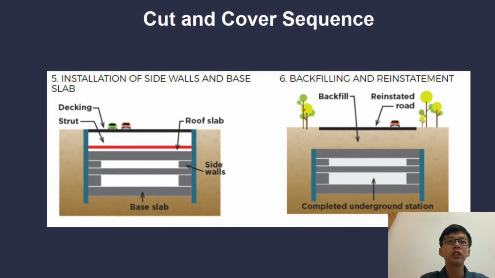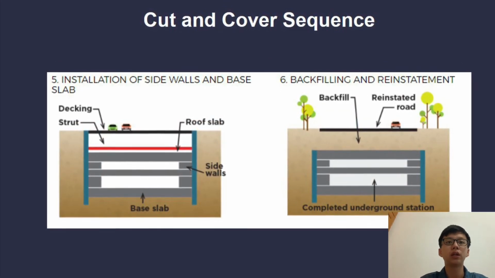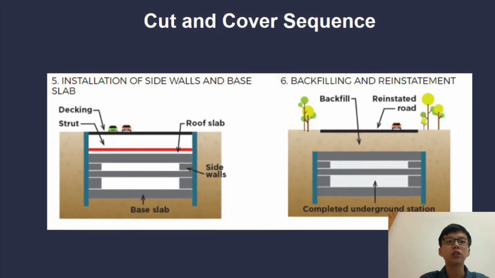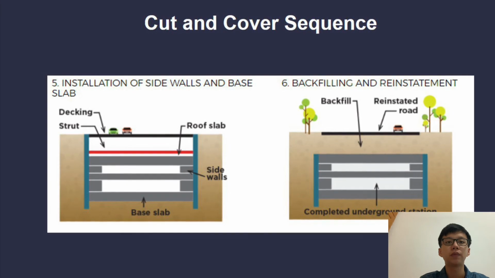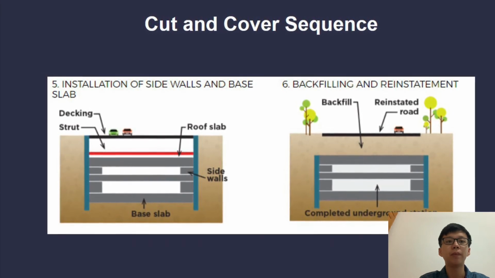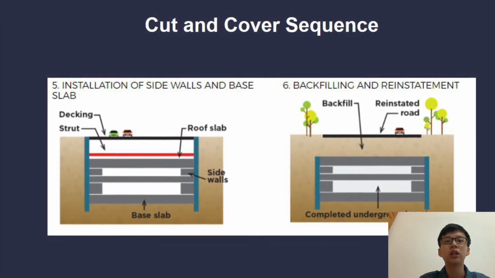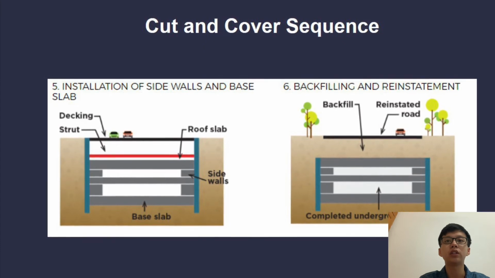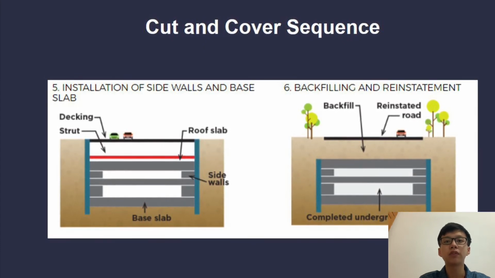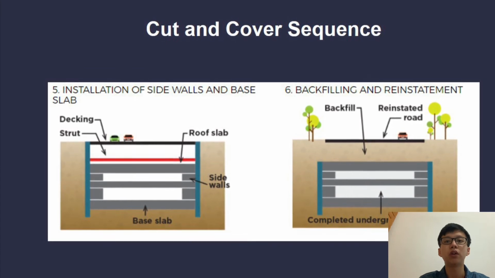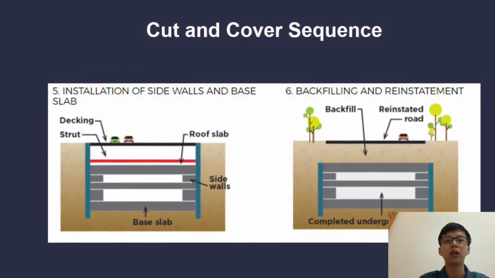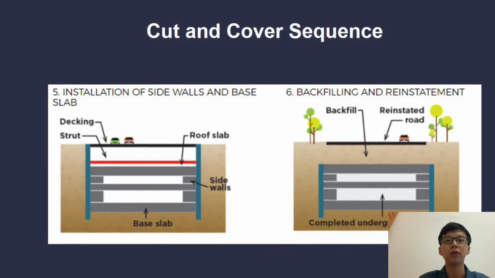The fifth one is installation of side walls and base slab. The side walls are constructed upward, followed by removal of the intermediate struts. The access openings on the roof slab are then sealed. And then the last step is backfilling and reinstatement. The soil is then backfilled to the top strut level before the strut is removed. This is followed by backfilling the top of the underground structure and reinstatement of the surface area.